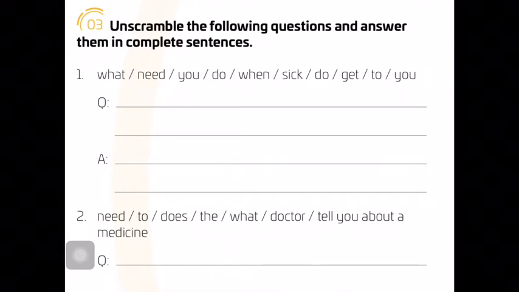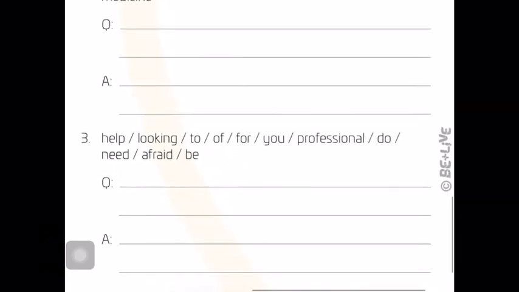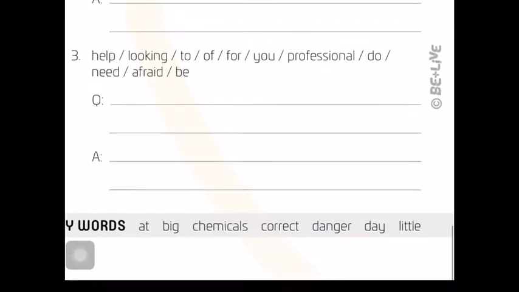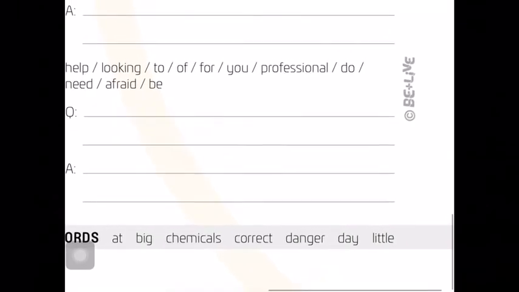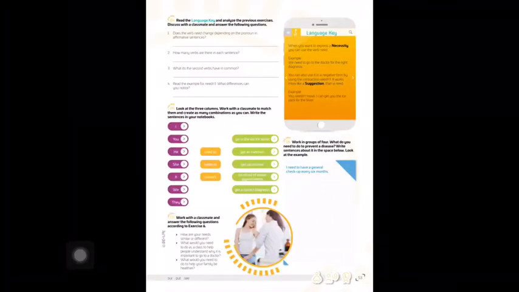And then you answer that question. What do you need to get when you are sick? A medicine, an injection. Okay, you have to go to the doctor. And you do the same with the second and with the third one. Very good. These are the keywords: at, big, chemicals, correct, danger, they, and little. Let's go to the next page, page 53.